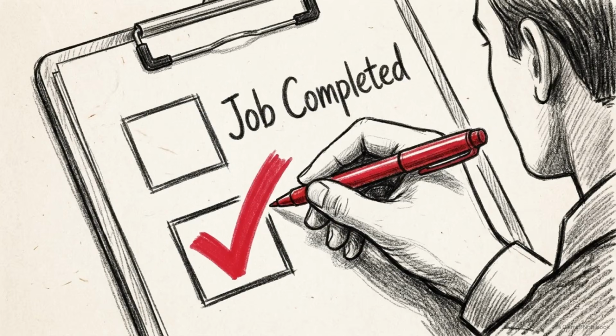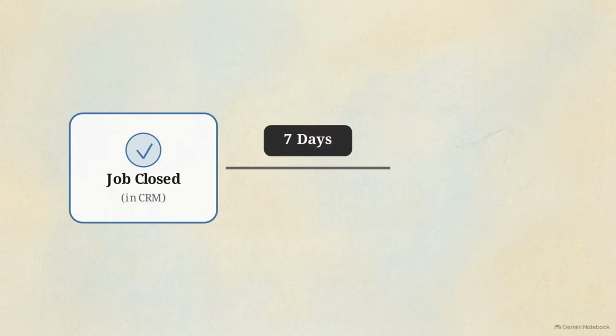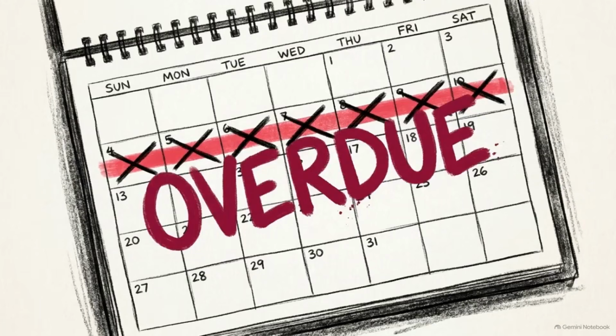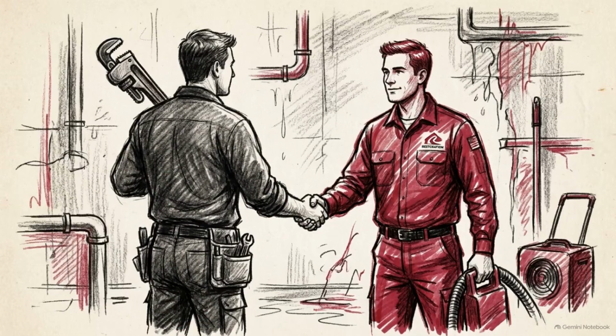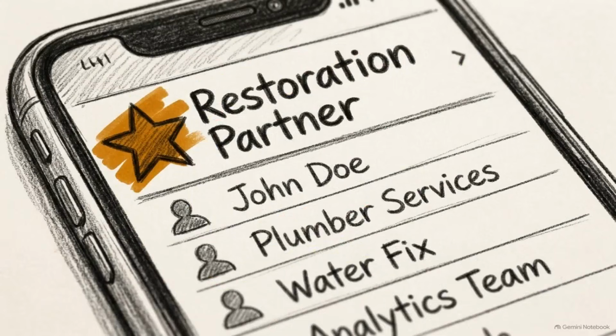The final step of building this pipeline happens after you actually complete a referred job. It is time to fulfill the agreement. To maintain these relationships, you should follow a 7-day payout rule. The referral fee should be delivered within 1 week of the restoration job closing. If you wait 30 or 60 days to send payment, you risk losing that partner to a competitor who handles their fulfillment more reliably. Fast fulfillment proves that you are a reliable partner, making it more likely that the plumber will keep you at the top of their list for the next loss.